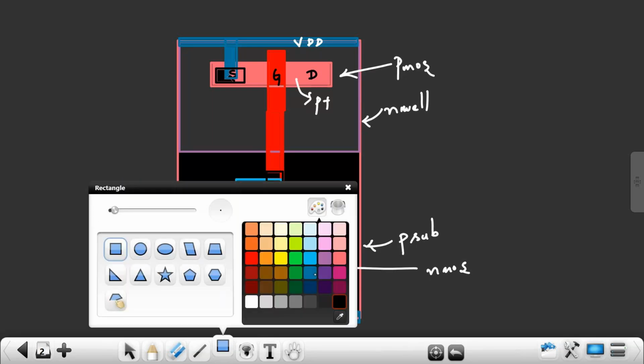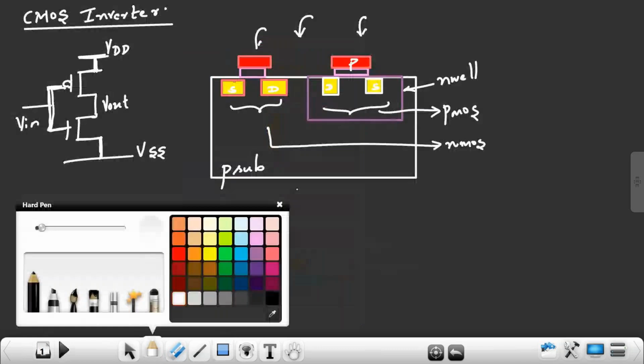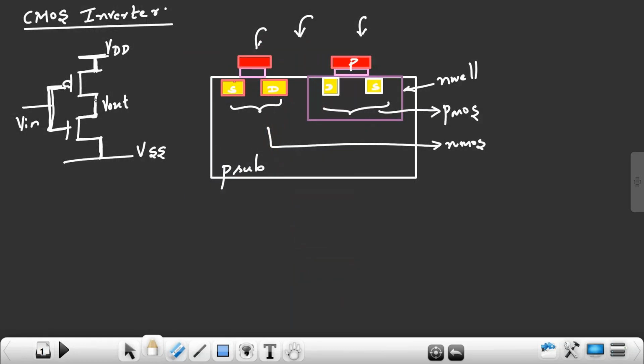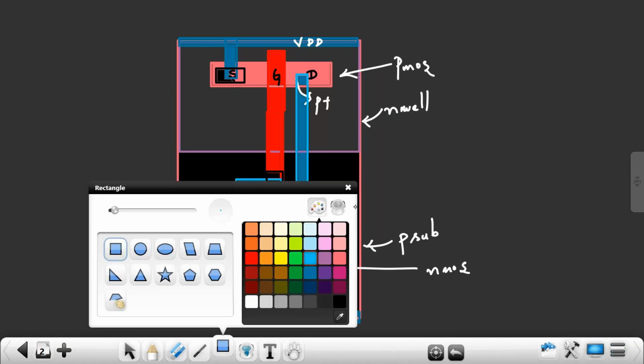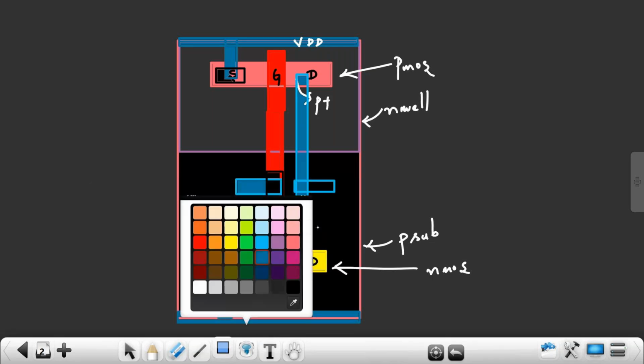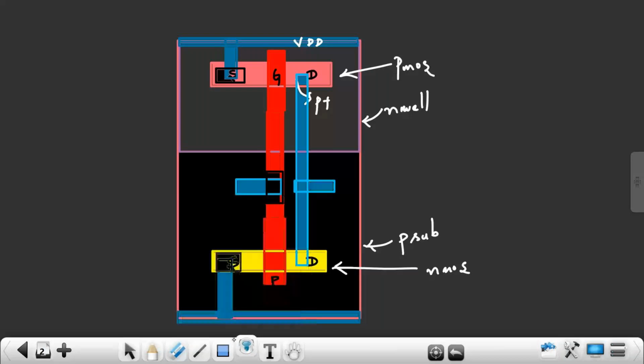And again, what is the last connection left out? The drain of your PMOS and the drain of your NMOS are both shorting. This connection is pending; I'll connect it. Drain and drain, I'll short it, and connect here. So this is your V out. This is called your layout. This is the layout of a CMOS inverter.